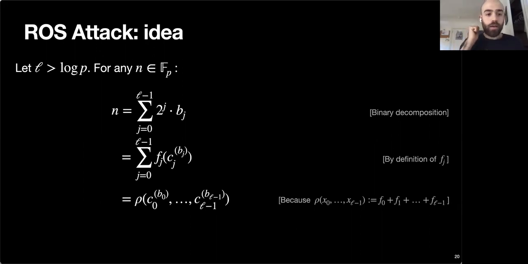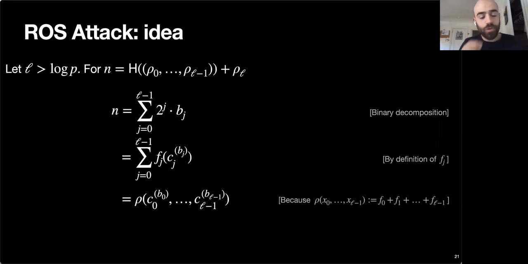Rolling back, any number in the field can be expressed as evaluations of this polynomial rho in points that are selected depending on its binary representation. This is sort of the magical property of this polynomial. If this is true for any n in the field, then it's true in particular for this n. I'm taking the hash of all the coefficients of the polynomial itself and shifting them by the constant term.